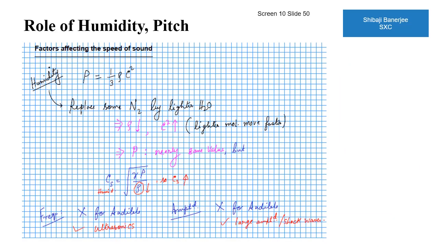Presence of water vapor increases the sound speed. Think about replacing some nitrogen molecules with water molecules. As long as the number of moles stays the same, any ideal gas system would have the same pressure. In this case, therefore, the pressure remains more or less the same. But the lighter water molecules do make the density go down, and, since the sound speed depends inversely on the square root of density, it goes up.